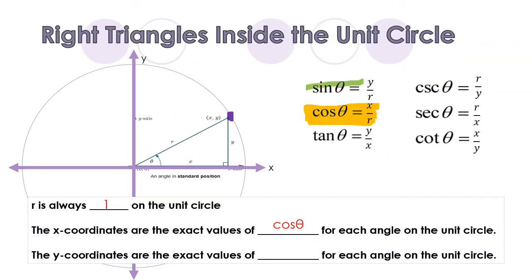You may have guessed it. Sine is y over r. And if r is 1, that means sine is going to be equal to y over 1, which means sine is y. So if sine is y, that means that the y coordinates are the exact values of sine theta for each angle on the unit circle. All right, so that's what the unit circle is. In the next video, we're going to take a look at some common angles in the unit circle.